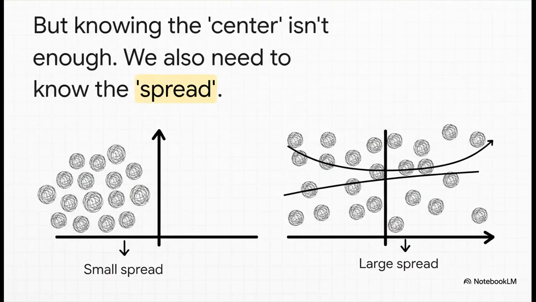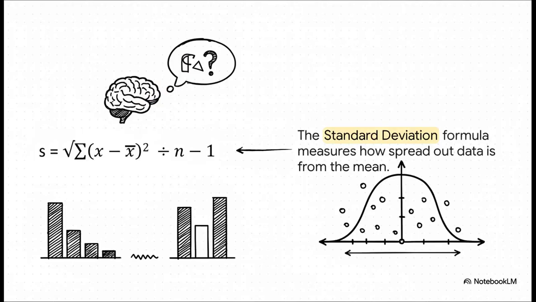But here's the catch. Just knowing the center of your data doesn't tell you the whole story, not even close. You could have two completely different sets of results that have the exact same average. To really get what's going on, we need to know how spread out or how clustered together our data points are. And that brings us to our next really important tool, standard deviation. Now, don't let that formula on the screen scare you. You don't need to memorize it. The only thing you need to remember is what it does.